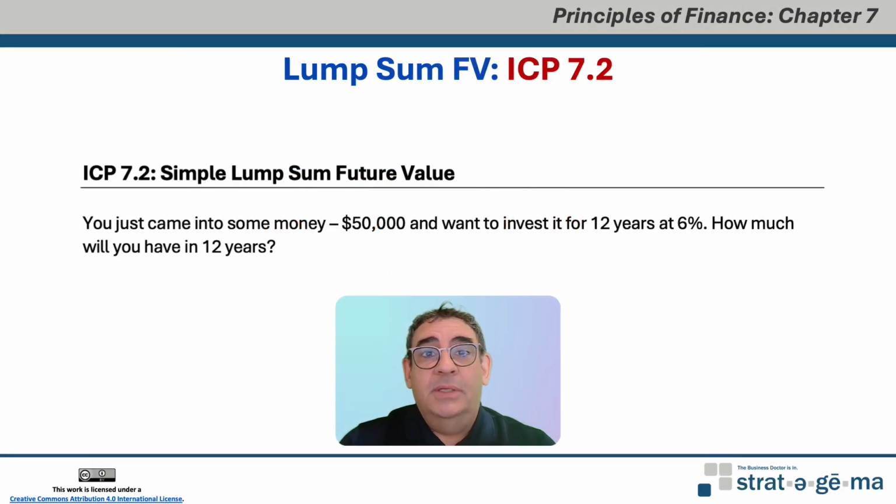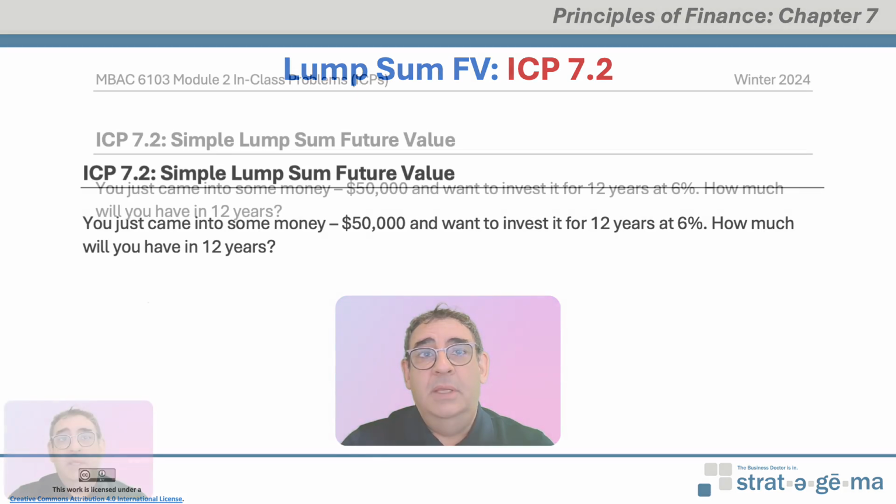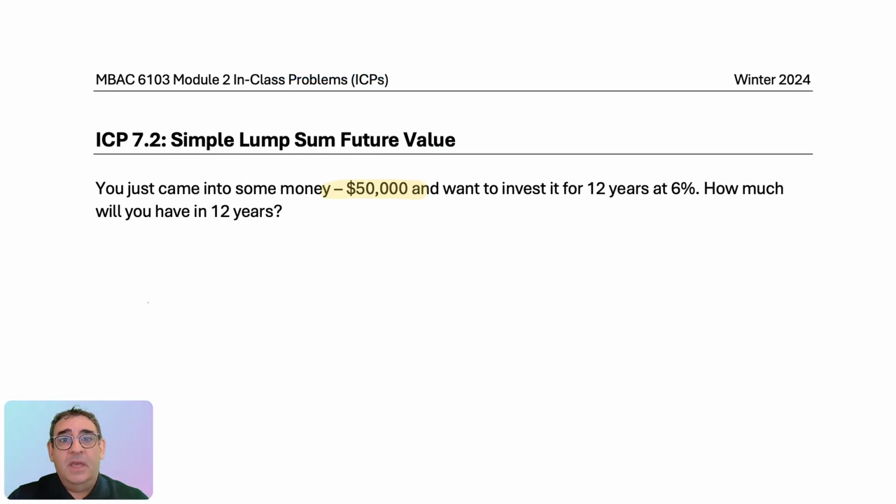Our second question is ICP 7.2. This is a lump sum future value calculation. So you just come into some money, $50,000. That's a hyphen, not a negative. And you want it invested for 12 years at 6% interest. How much will you have in 12 years? So that $50,000 represents the PV. The 12 is the N, number of periods.